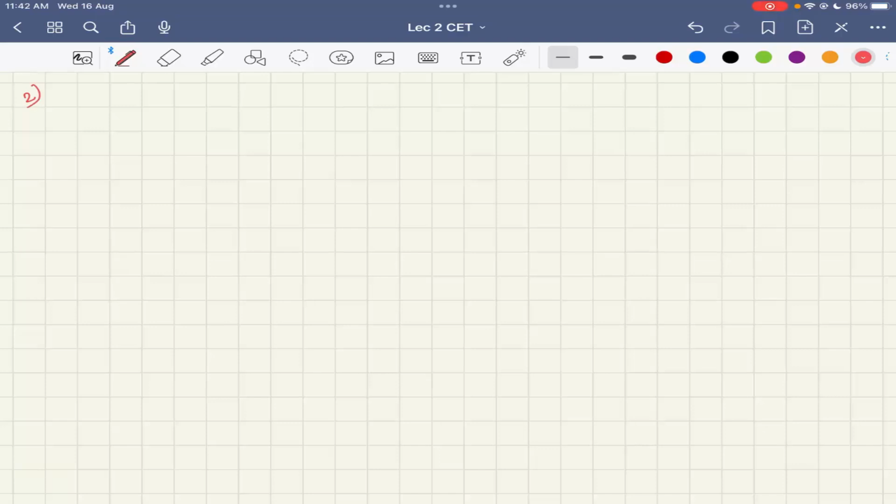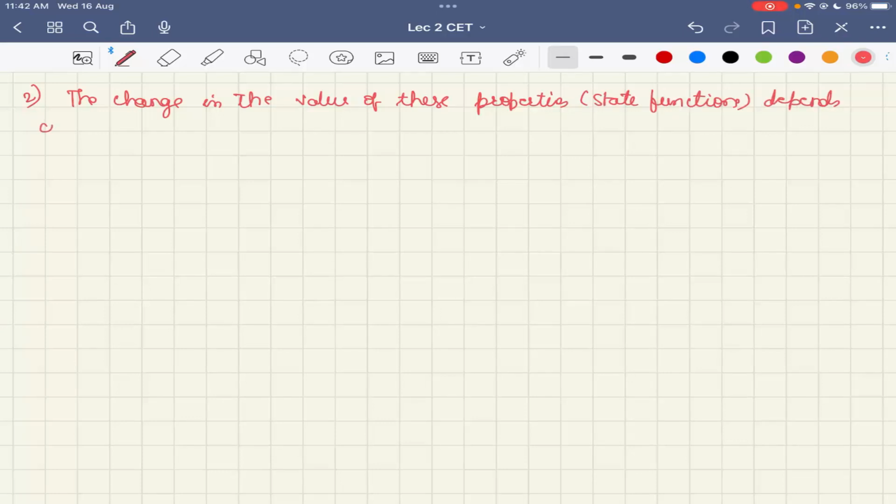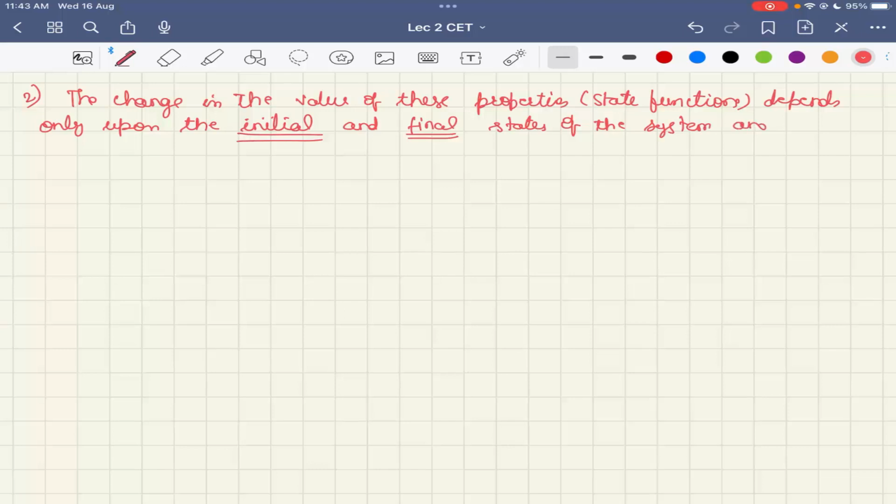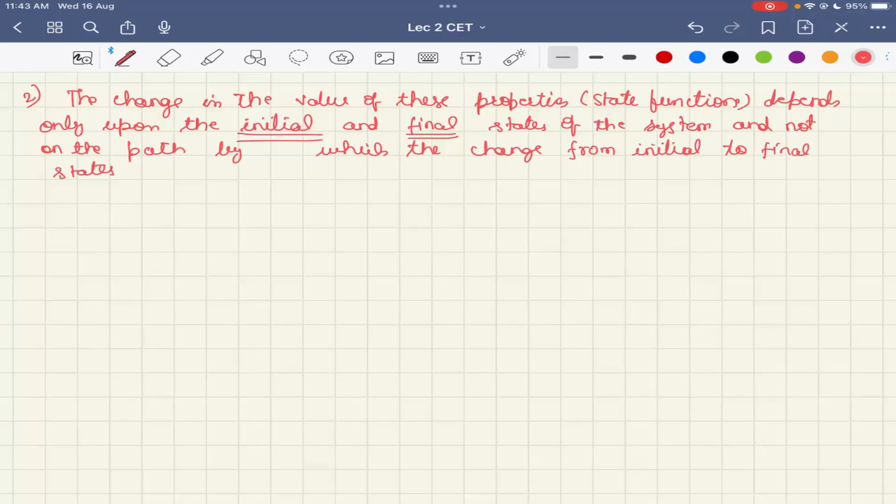Number 2, the change in the value of these properties, that is state functions, depends only upon the initial and final states of the system, this is very important, and not on the path by which the change from initial to final states is brought about.